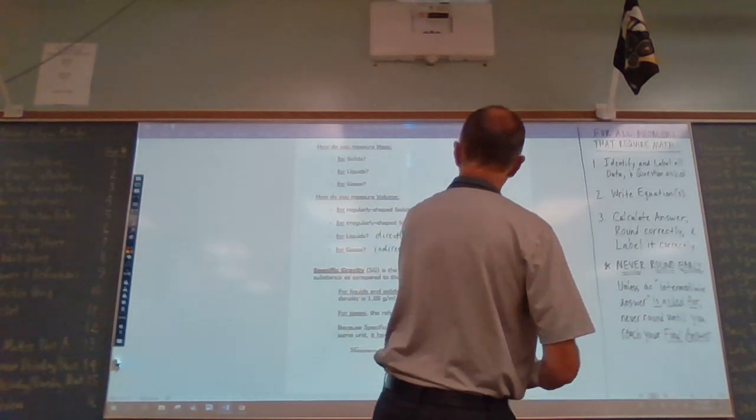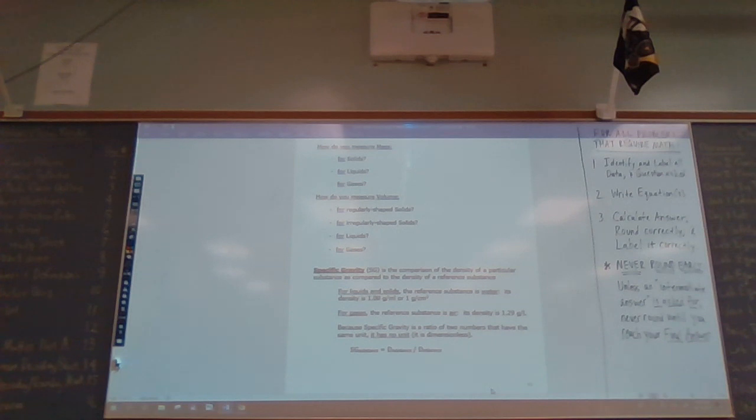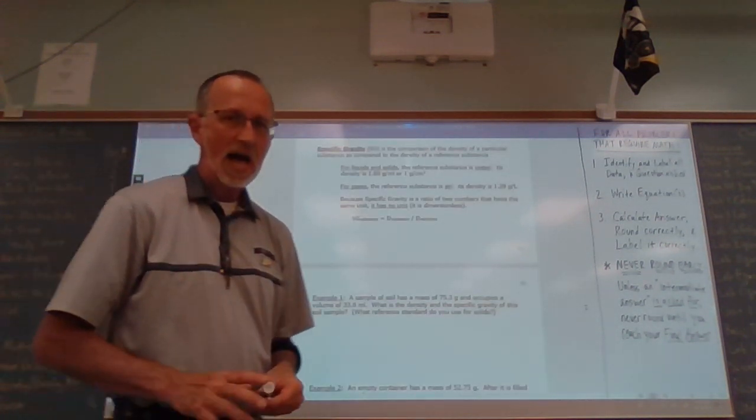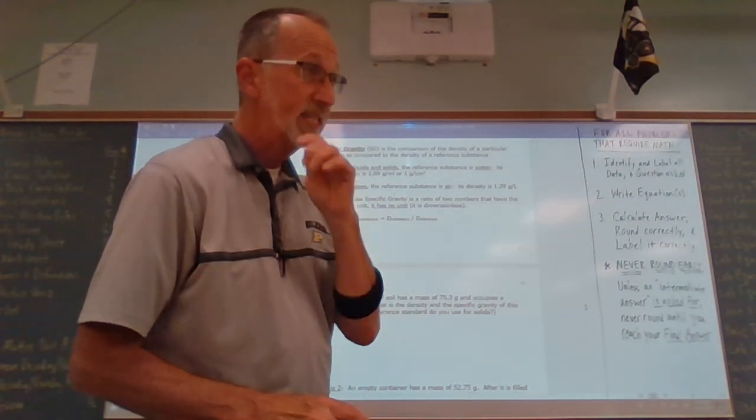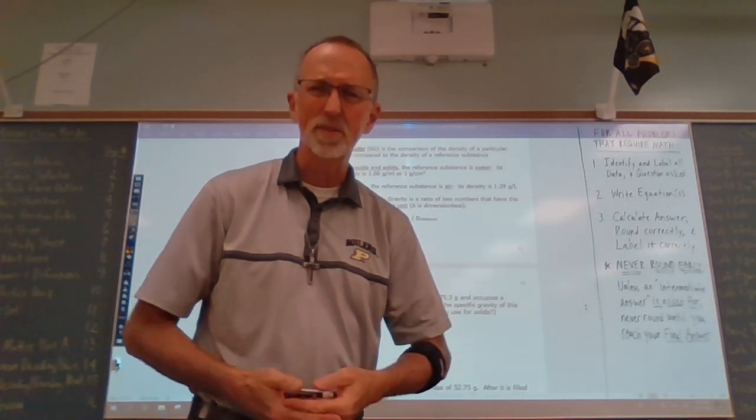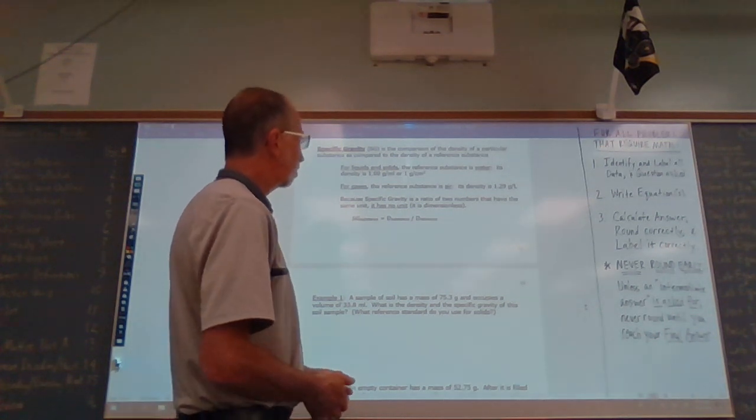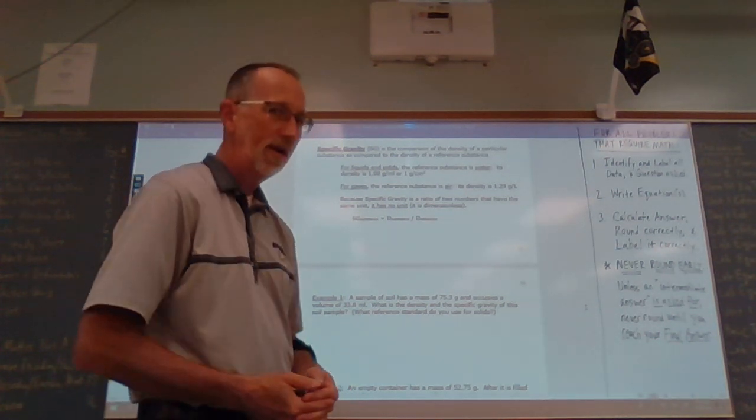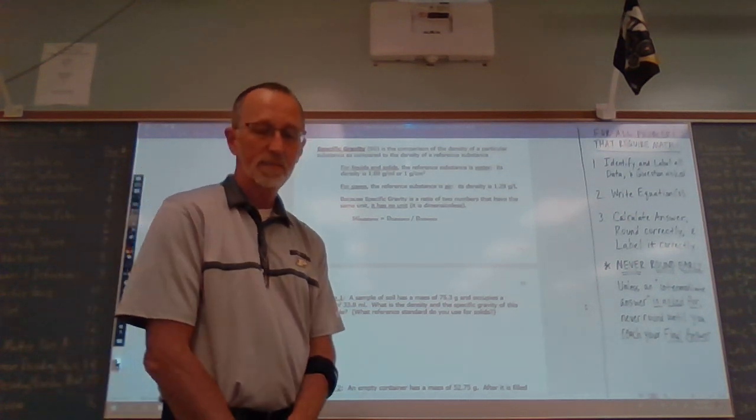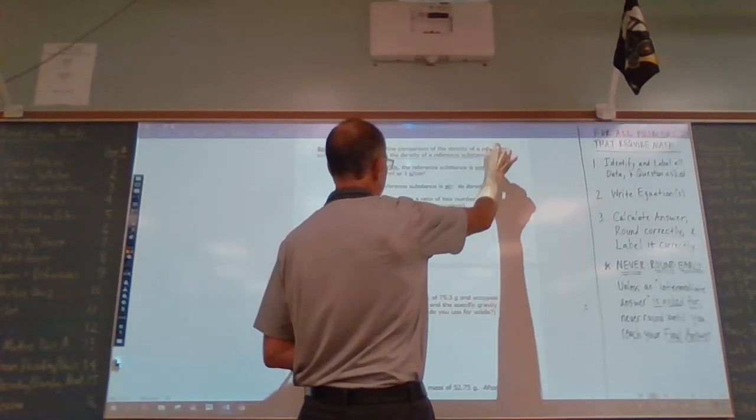Now, specific gravity. This is used a lot in materials science, analysis of minerals, and rocks, and all that kind of stuff. Specific gravity is the comparison of the density of a particular substance as compared to the density of a reference substance.